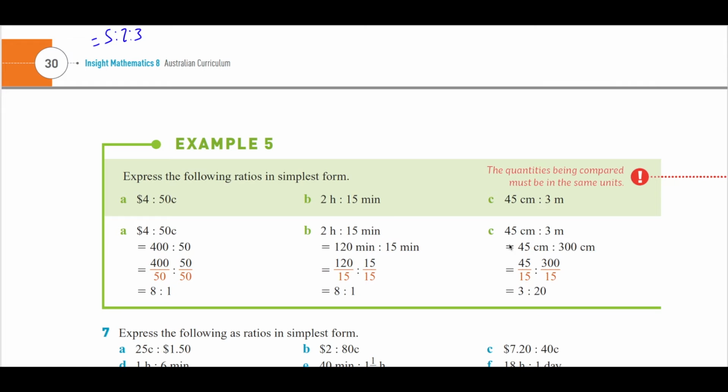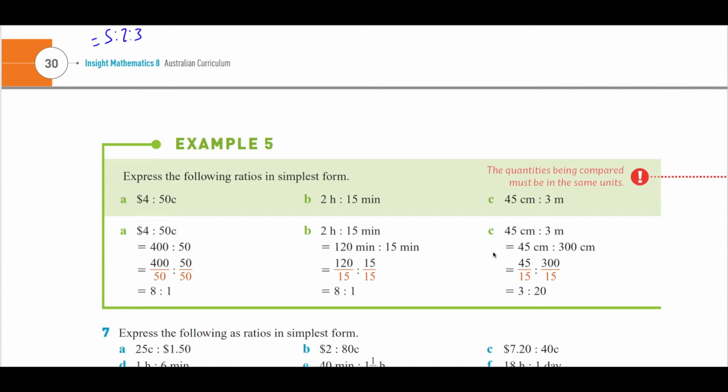All right. Here for 45 centimeters to 3 meters. So normally what you want to do is you want to convert the bigger unit into the smaller unit, because it's easier to go from big to small rather than small to big. So here meters is the bigger unit. Meters is bigger than centimeters, so just convert 3 meters to centimeters rather than trying to convert 45 centimeters to meters. Okay, so 45 centimeters to 3 meters is equal to 45 centimeters to 300 centimeters.